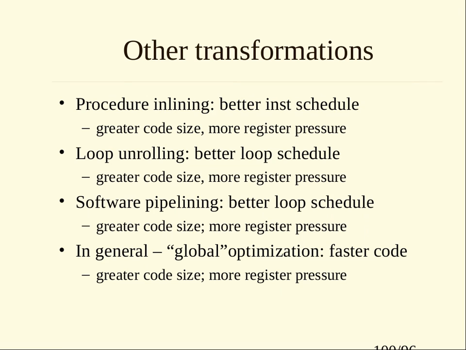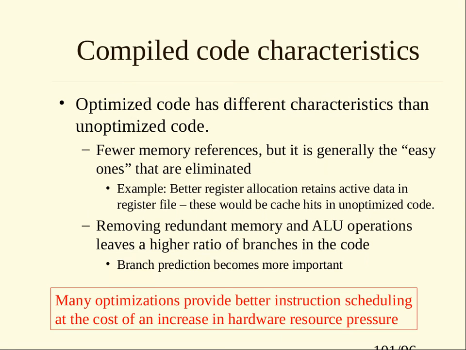Also, big is slow, small is fast, so the bigger you make the register file, the slower it is. Optimized code has different characteristics than unoptimized, right? Fewer memory references are in optimized code because the easy ones are eliminated. Memory is very, very slow, so they try to optimize those away as much as possible. And of course, remove redundant memory and ALU operations.